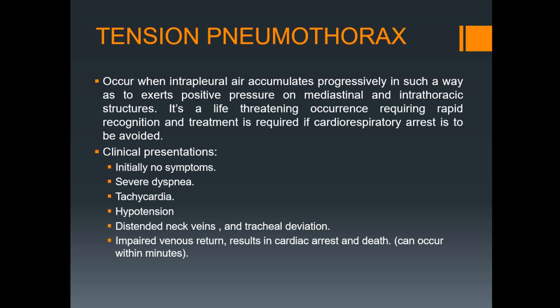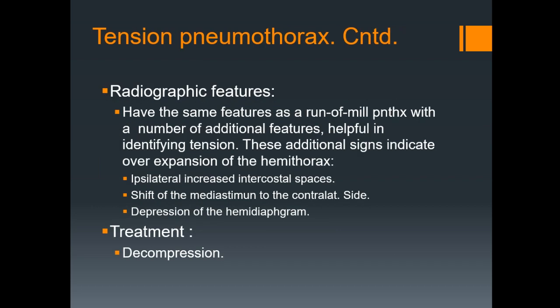Tension pneumothorax, radiological — you won't have time to do a radiological exam. But if you immediately have a tension pneumothorax with a number of additional features, it will be helpful to identify it. There will be an ipsilateral increase in the intercostal space. How do you know whether this patient has chronic lung disease or not? Look at the space between the ribs. When the space between the ribs is increased, this is a chronic disease of the lung.